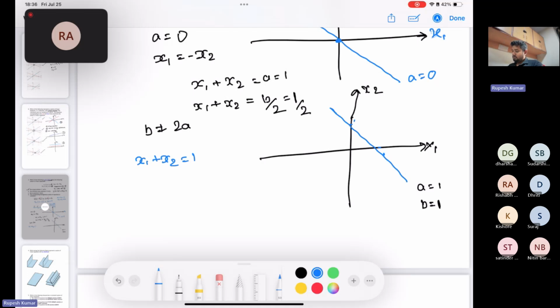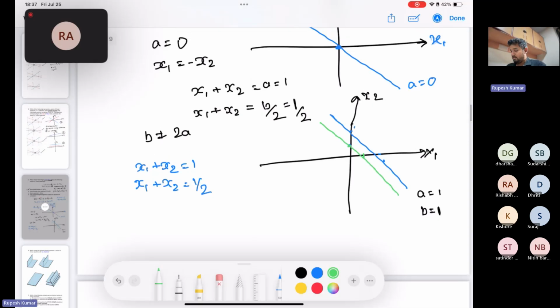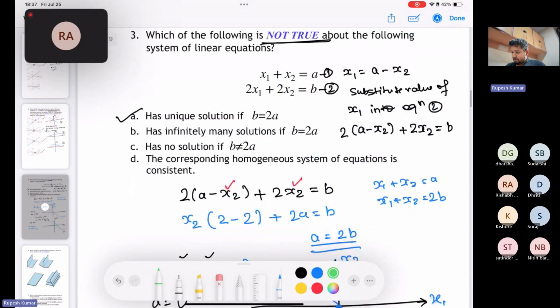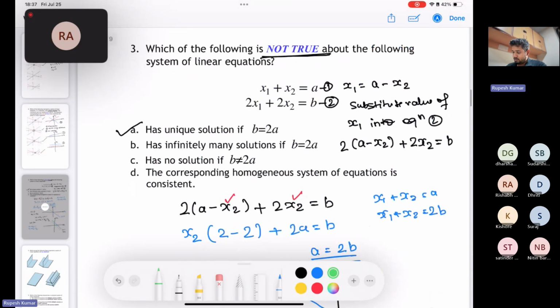Fine. So this is the first line, x1 plus x2 equals the first equation. The second equation is x1 plus x2 equals b by 2, which is 1 by 2, right? So you will get this second line. So this is half, and you will get this. So it has no solution, right? These are parallel lines, right? So option C is true, but it is asking for the non-true. So option C is also correct.